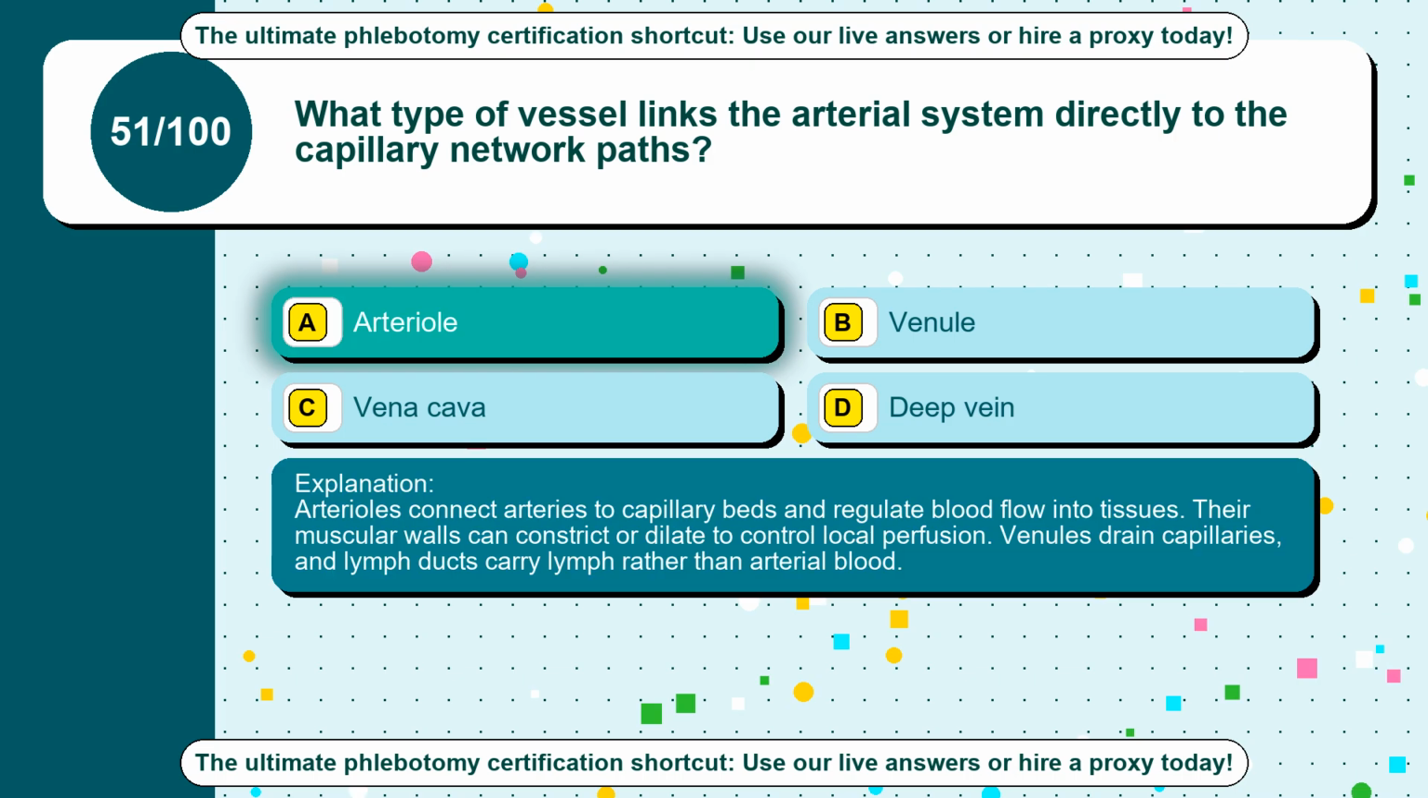Arterioles connect arteries to capillary beds and regulate blood flow into tissues. Their muscular walls can constrict or dilate to control local perfusion. Venules drain capillaries, and lymph ducts carry lymph rather than arterial blood.